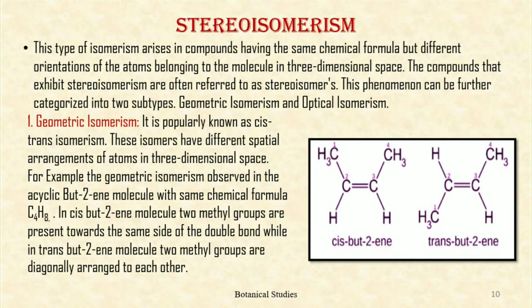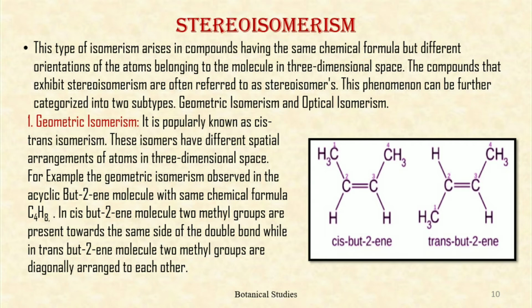Stereoisomerism. This type of isomerism arises in compounds having the same chemical formula but different orientation of the atoms belonging to the molecules in three-dimensional space. The compounds that exhibit stereoisomerism are often referred to as stereoisomers. This phenomenon can be further categorized into two subtypes: geometric isomerism and optical isomerism.